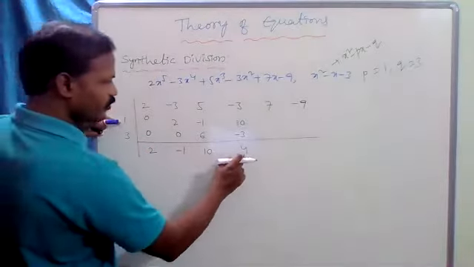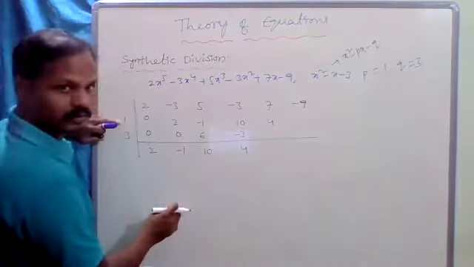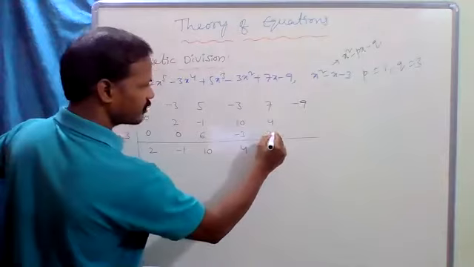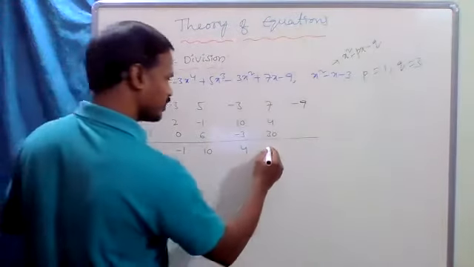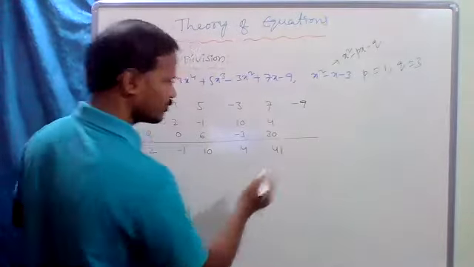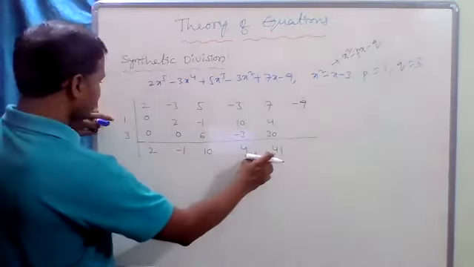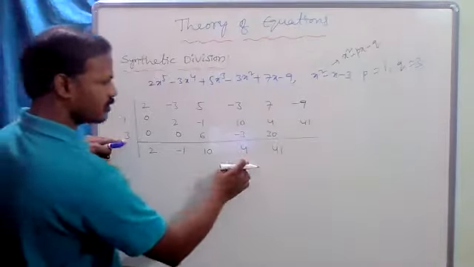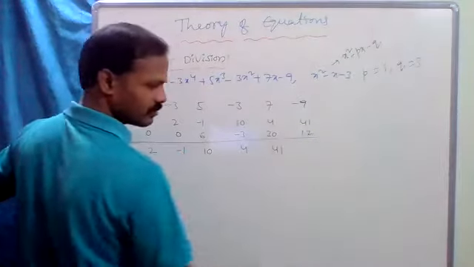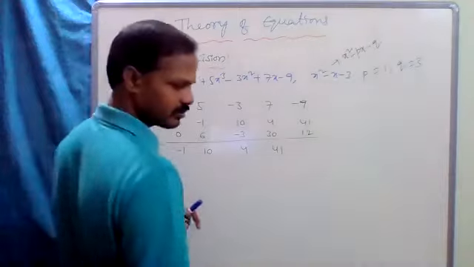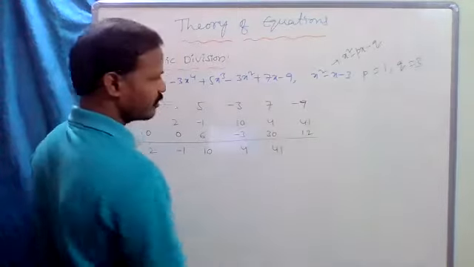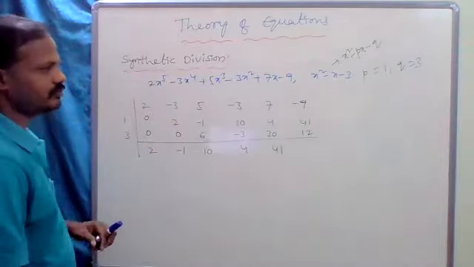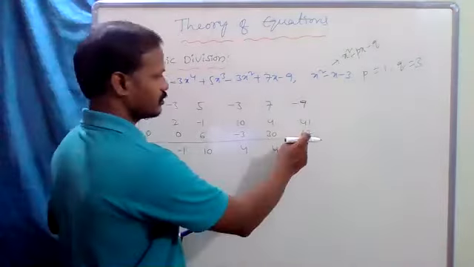Now multiply 1 into 4, 4. And 3 into 10, 30. Which is 41. And now multiply this 41 into 1, 41. And 4 into 3, 12. Okay. Clear? So what is the value of this one? So 12.